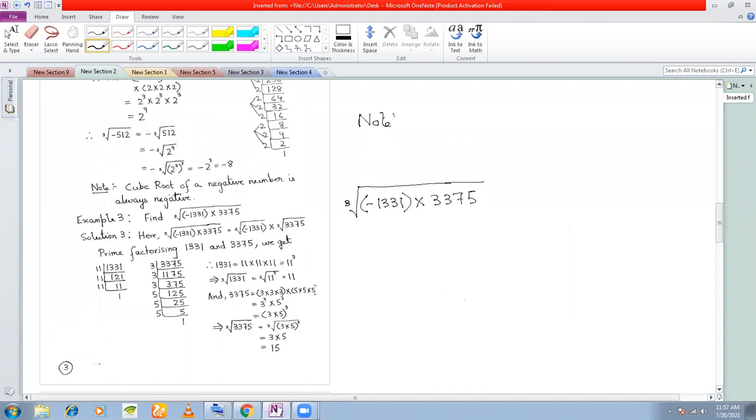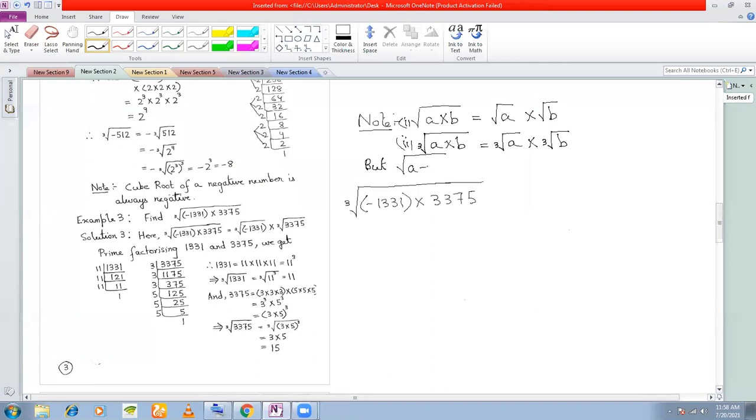What you must know is, I discussed this when I was doing algebraic expressions also, that when you're writing square root or cube root of a into b, then you can write this as square root of a into square root of b. Okay, this works for cube roots also. So if you have cube root of a into b, you can write this as cube root of a into cube root of b.